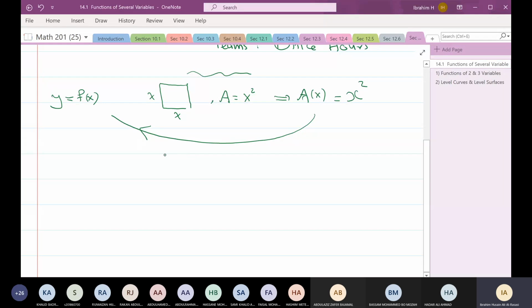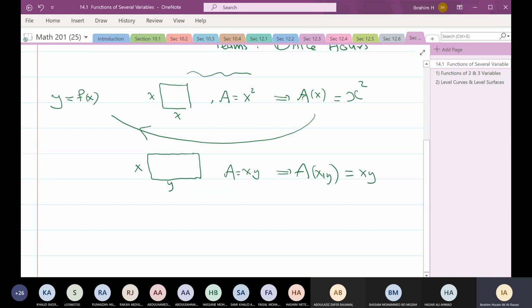Now if you take a rectangle with length and width x and y, what is the area of the rectangle? It is x times y. So the area of the rectangle depends on two quantities, x and y, which are independent quantities. So we write this as A of x, y, to indicate the area depends on two quantities, x and y, through the relation x times y.